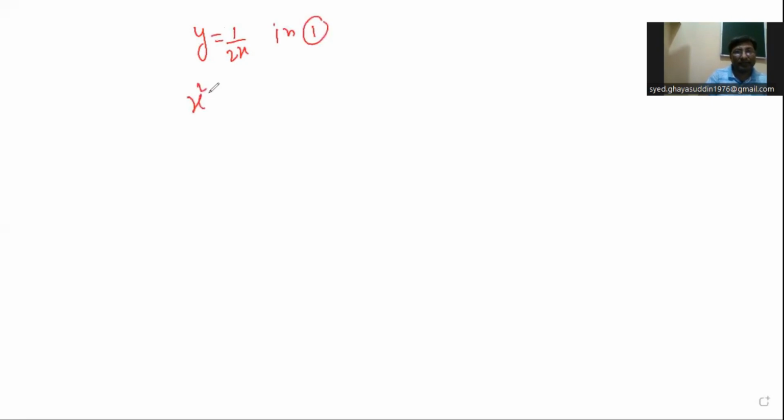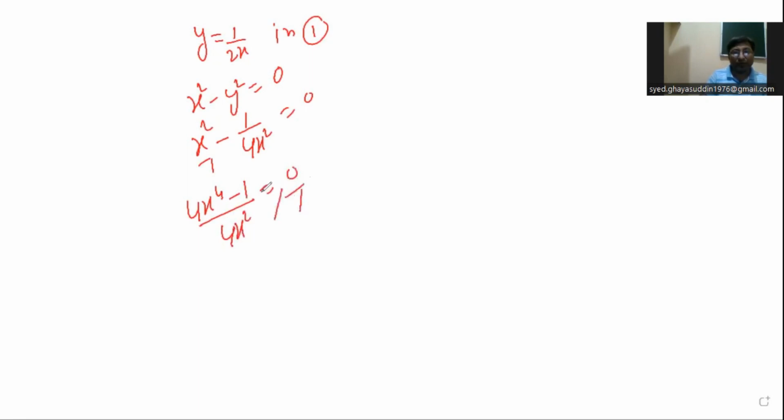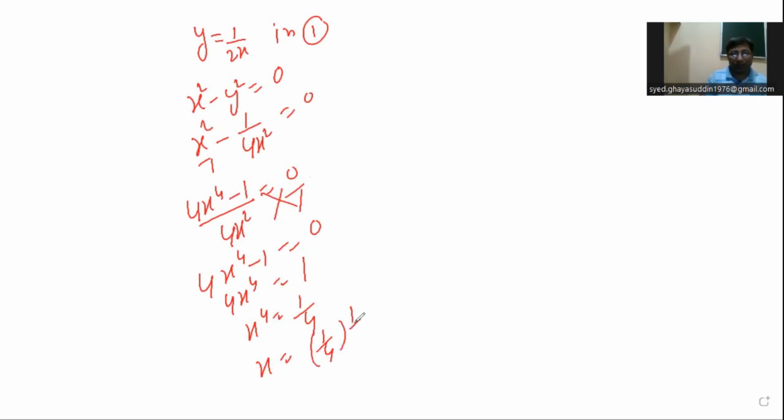So this is x square minus y square equals 0. So this is x square, y is 1 by 2x. So you will get x square minus 1 upon 4x square equal to 0. Now taking LCM, 4x square, you will get 4x to the power 4 minus 1 upon 4x square equal to 0. Now cross multiply it, you will get 4x to the power 4 minus 1 equal to 0. So 4x to the power 4 equal to 1, and x to the power 4 is 1 by 4. So x equal to 1 by 4 to the power 1 by 4.